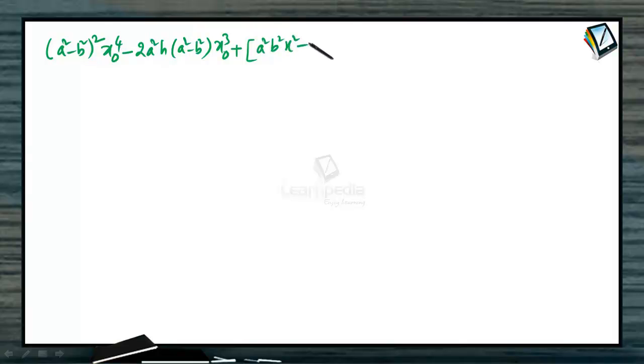Now the equation becomes (a square minus b square) whole square times x naught power 4 minus 2 a square h into (a square minus b square) times x naught cube plus (a square b square k square minus a square times (b square minus a square) whole square, plus a power 4 h square) times x naught square, and here plus 2 a power 4 h times (a square minus b square) times x naught, with the constant a power 6 h square, is equal to 0.